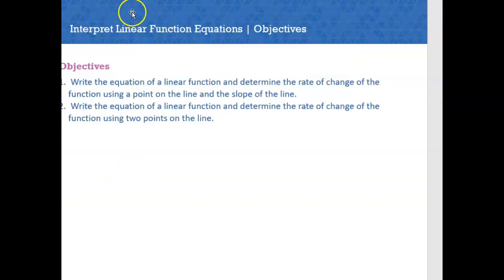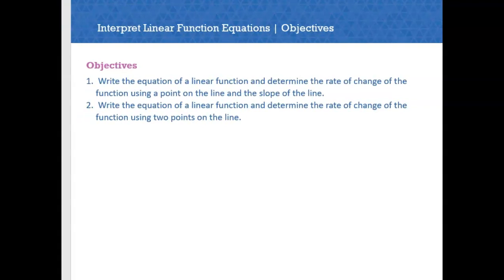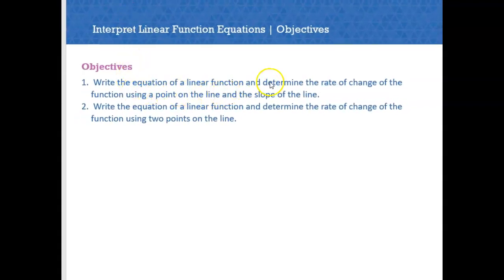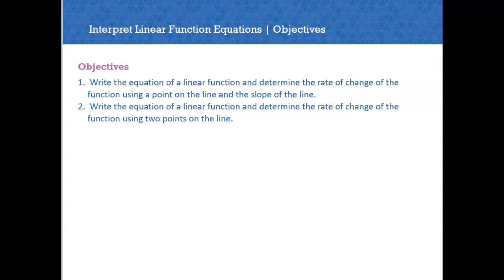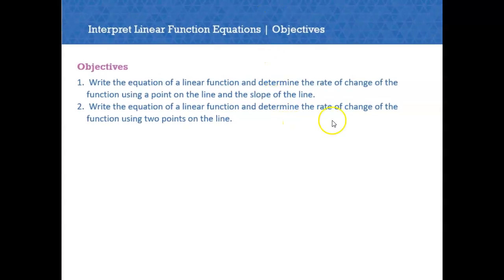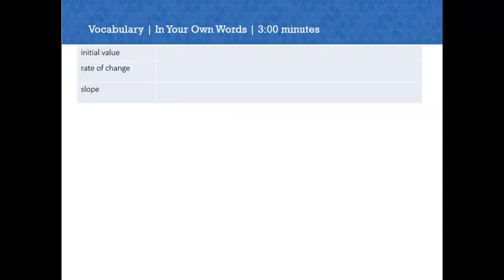Our objectives for today are to write the equation of a linear function and determine the rate of change of the function using a point on the line and slope, and to write an equation of a linear function and determine the rate of change using 2 points on the line. So we've actually done this back in Units 3 and 4, but we're just calling things different words.